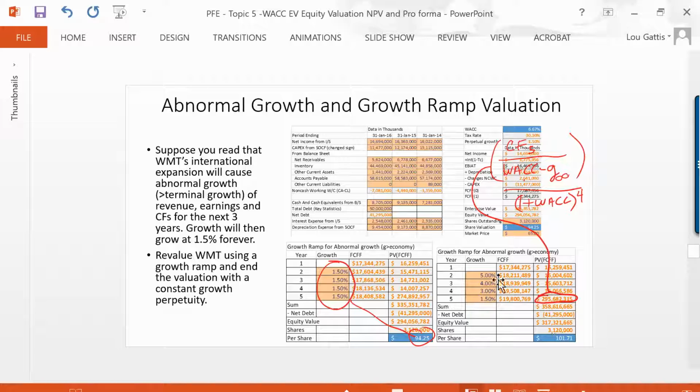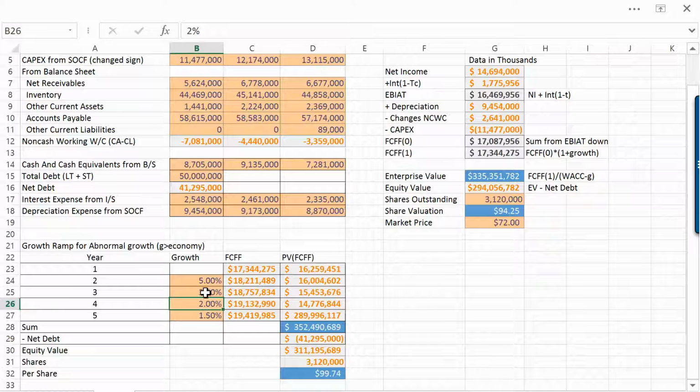So I did an example here of 5, 4, 3, and I got a valuation of 101.71. So 5, 4, 3, I could just do that. 5, 4, 3, there's my 101.71. So now it's worth 101 versus a constant growth immediately for 94.